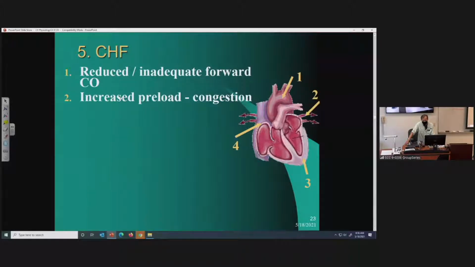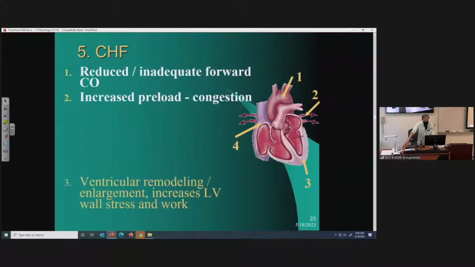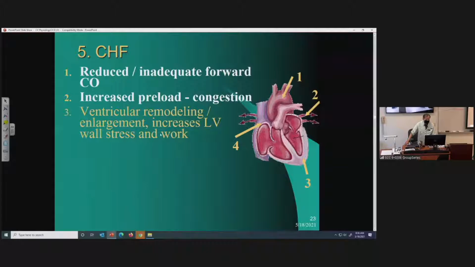We're going to get into the failures, and we often think about increased preload. You have congestion, and we think about the LV doing something called remodeling with those new conditions. It tries to reshape itself to respond and compensate. We're going to talk about two kinds of compensation. One is hypertrophy under pressure overload, and the other is dilation under volume overload. When the heart makes itself different, it changes its dimensions, either the wall thickness or the chamber dimensions. That's called remodeling, a term you'll hear in medicine.